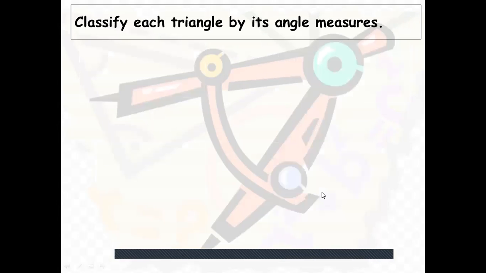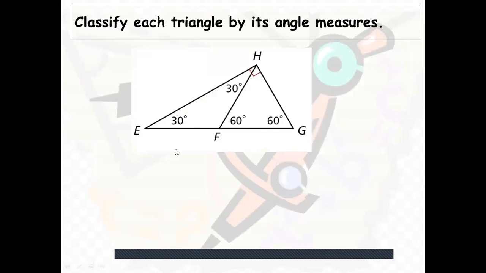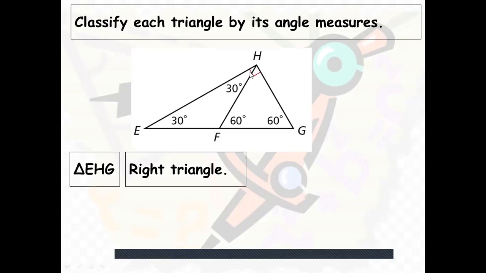All right, let's classify each triangle by its measures. As you can see, there are two triangles. One is triangle EHF and another one is FHG, and together they make EHG. Triangle EHG is the bigger triangle. Now they asked us to classify triangle EHG. So let's find out. E, H, and G. You can see angle H is already marked with this sign, which means it is a 90-degree angle. It's a right angle. So what does that make this triangle? That makes this triangle a right triangle, because if any triangle has one right angle, that makes it a right triangle. Next is triangle EFH.